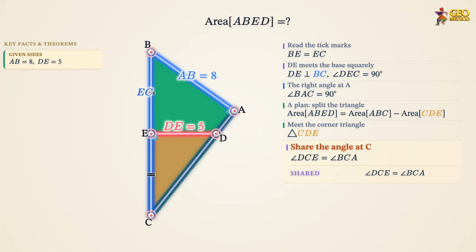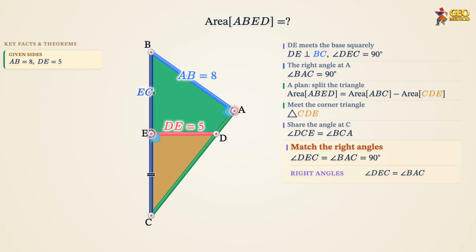Now, compare the corner triangle CDE with the big triangle CAB. They both contain the very same angle at C because it is literally the same corner of the figure. That is our first matching angle. They also each carry a right angle, the corner triangle at E and the big triangle at A. So a second pair of angles matches as well, both of them being 90 degrees.